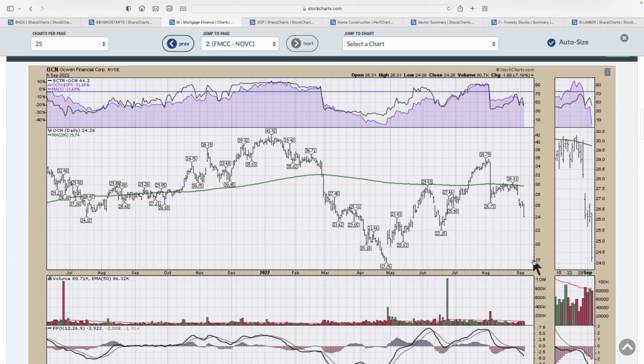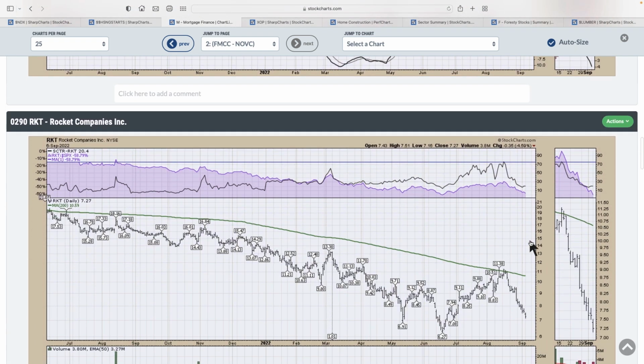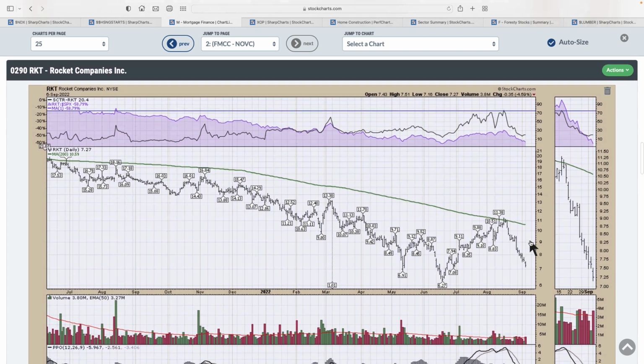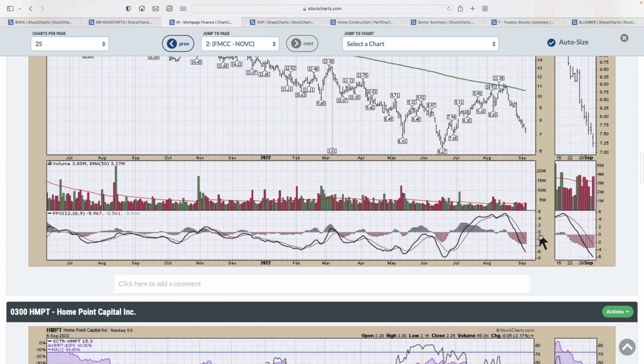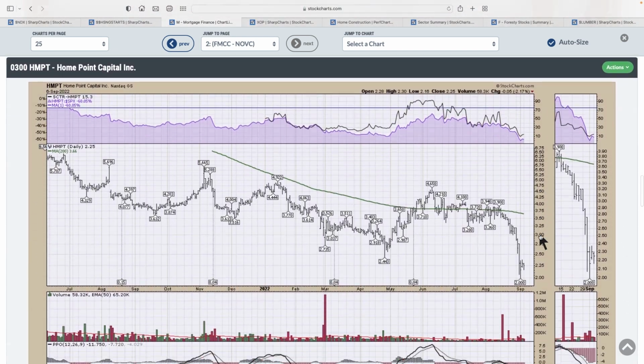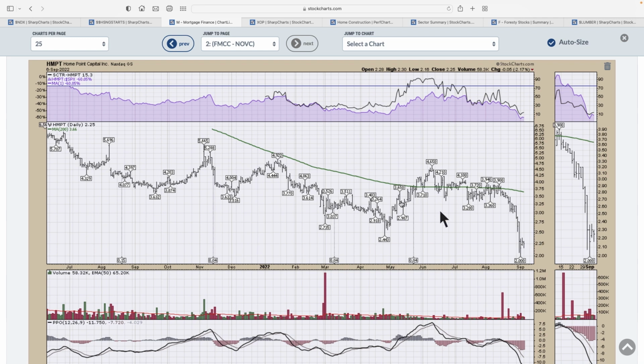Ocwen Financial started the year at the highs, dropped to the lows. This was 41 to 17, 60% pullback. Those are really big moves. And then as we get down here, here's Rocket Mortgage, and they're sponsoring golf tournaments and all that kind of stuff for advertising. This thing has just been pummeled, right? Beginning of the year, $14.50, now sitting at $7. It's cut in half. Too bad the mortgage wouldn't be cut in half, but no, it's the stock price that is.